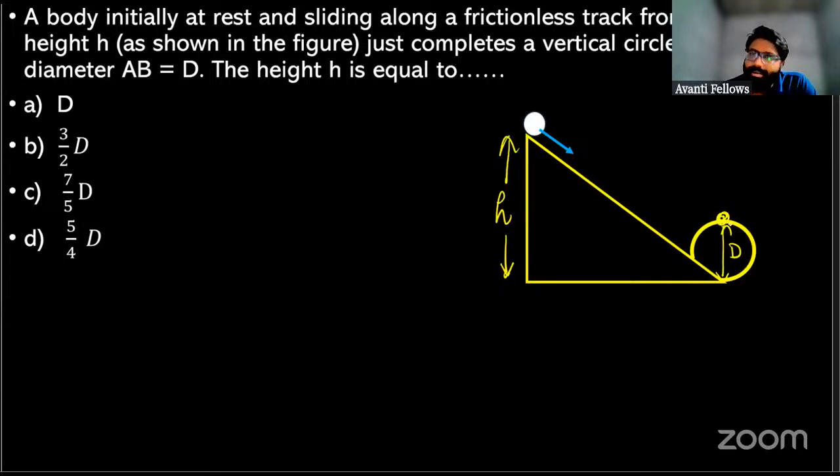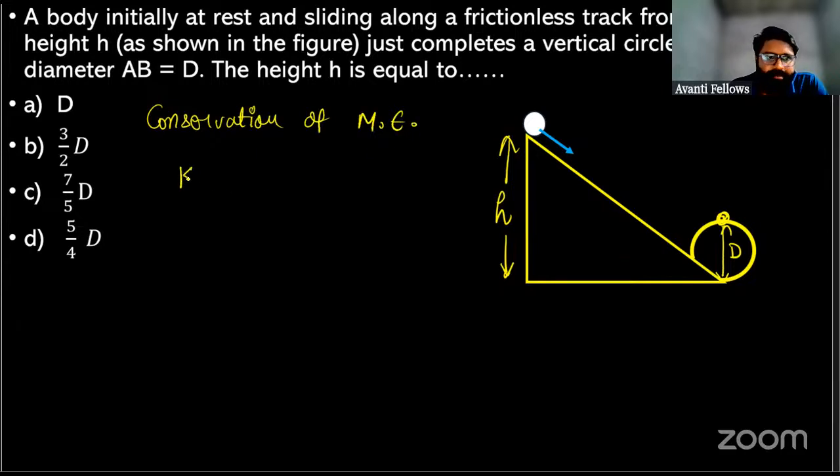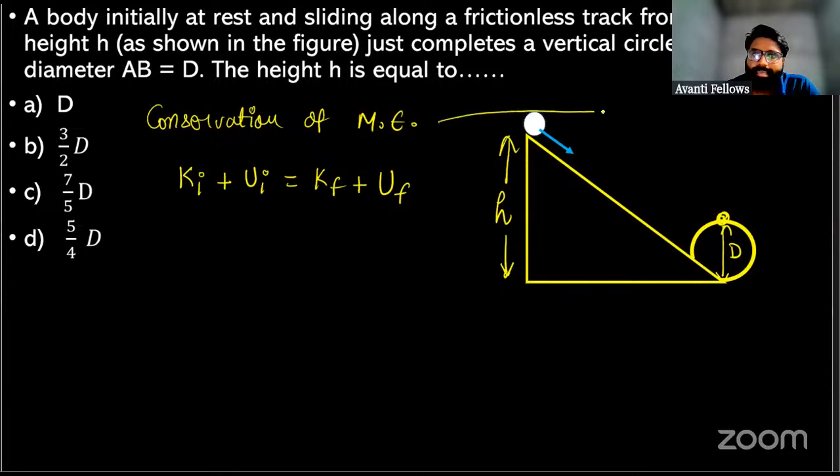So what we will do, we will just apply the conservation of mechanical energy. What is the conservation of mechanical energy? Initial kinetic energy plus initial potential energy equals final kinetic energy plus final potential energy. This thing we have to apply. How are we able to apply the conservation of mechanical energy? The condition is, there is no friction present.